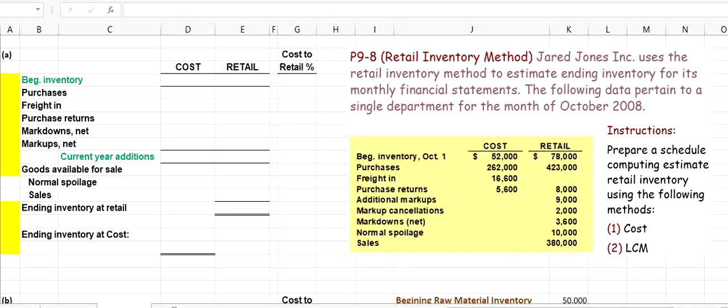Let's go through the solution of problem 9.8. Judd Jones Incorporation uses the retail inventory method to estimate the ending inventory of its monthly financial statements. They close their books every month, and information for October 2008 is given to us. We are required to calculate the ending inventory cost using the retail inventory method, first with the cost method, and then using the LCM method. So let's go to the solution of the numerical.